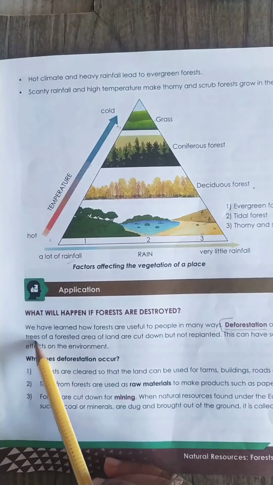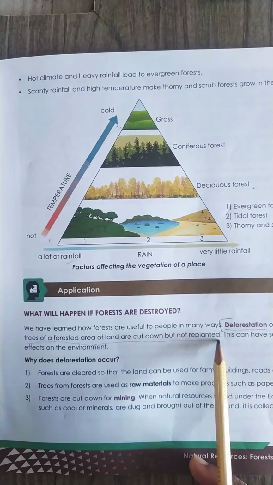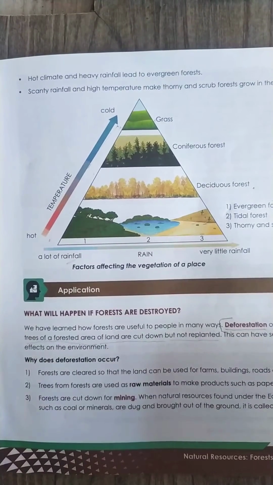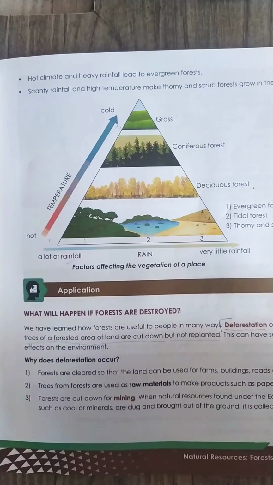Deforestation occurs when trees of a forested area of land are cut down but not replanted. What do people do nowadays? They cut off the trees from a particular place, right? They cut down all the trees to make the land clear, but they never replant it again. This process is called deforestation, where forests are cut off and the trees are cut down. This can have seriously bad effects on the environment, because of which many different environments can face many different problems.